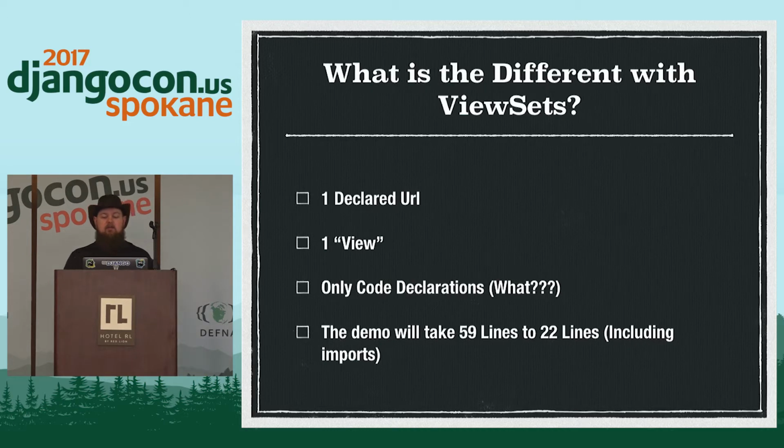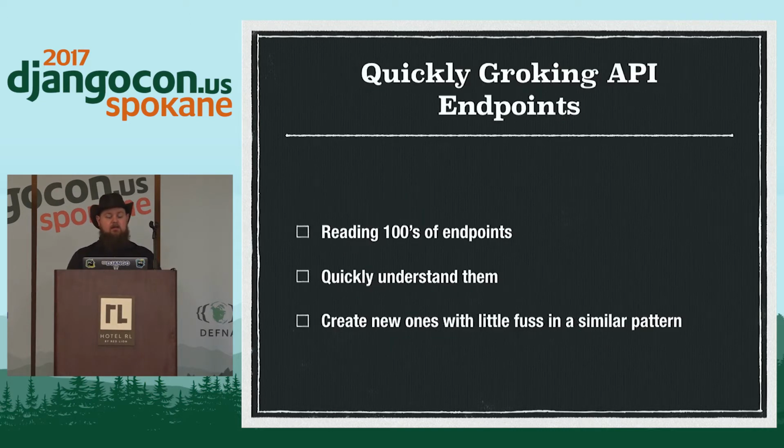The one difference with ViewSets is you're declaring a single URL instead of 2. You have basically one view instead of 2 or more. And you're only working with code declarations. I'll explain that more when we get to the demo and I can show you what's going on. In the demo, we're going to take 59 lines of code, including our imports, of using function-based views with Django REST framework down to 22 lines, again including imports. So it's taking a lot of code, simplifying it, and making it a lot easier to understand.